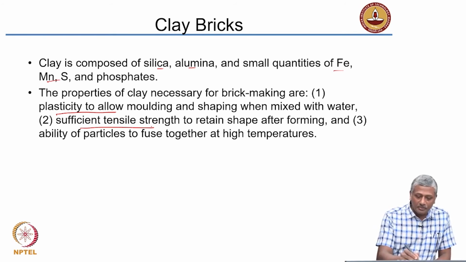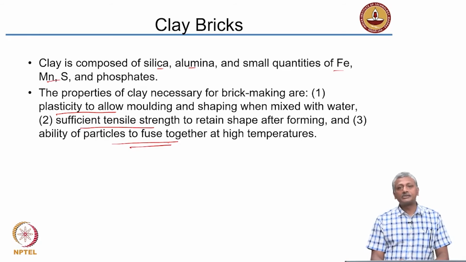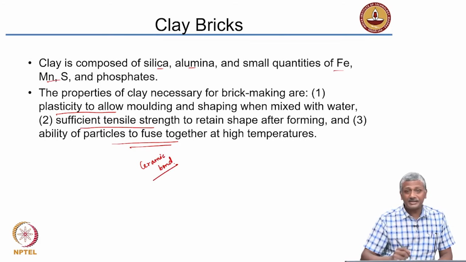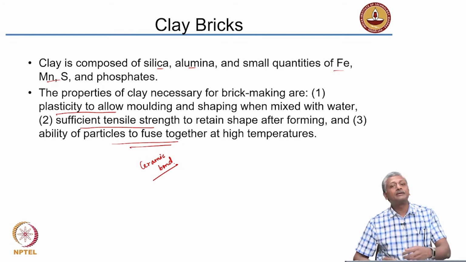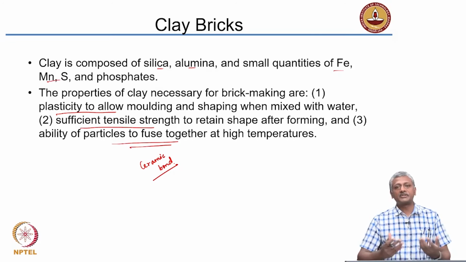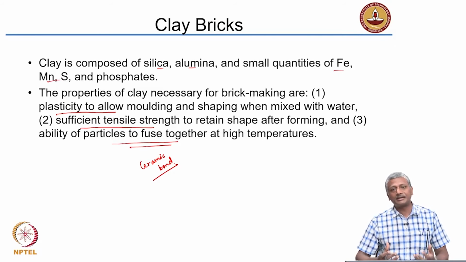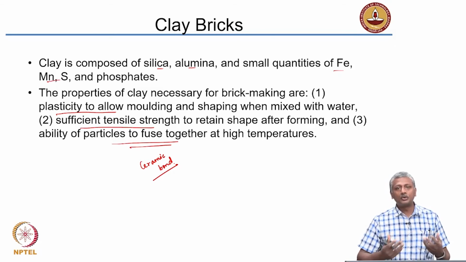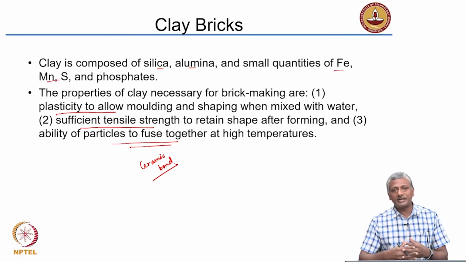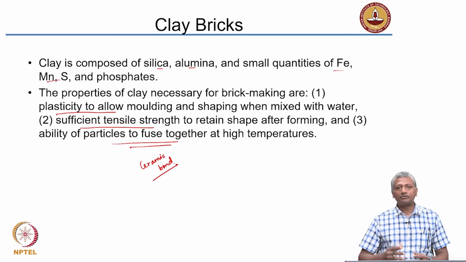And in that firing operation, what happens is the particles fuse together. You form what is called a ceramic bond at high temperature. And that ceramic bond will not form with any odd material. It needs a certain composition that is present in your clay. Essentially, it needs the silica and alumina, which undergo a process called sintering, where they form complex bonds that lead to the hardening of the clay to form the brick.